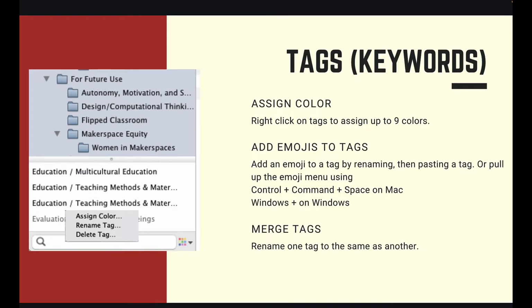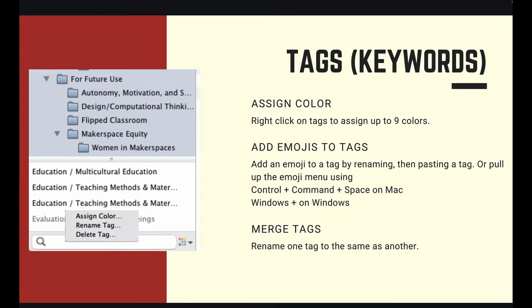You can also add emojis to tags, which is another way to differentiate them. You simply add an emoji while renaming the tag. To open the emoji menu, select Control, Command, and Space on a Mac, or Windows Plus on Windows.